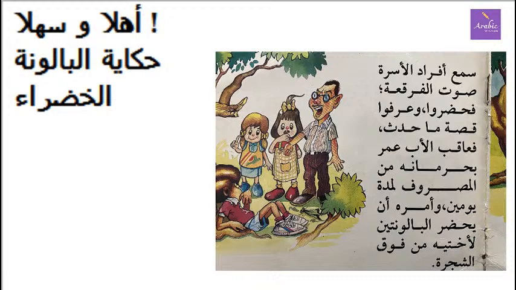فحضروا. They came. وعرفوا قصة ما حدث. And they knew the story of what happened. عرفوا, they knew. قصة, the story. I told you قصة or حكاية means a story. فعاقب الأب. عاقب is coming from يعاقب. عاقب يعاقب, it is to punish someone. So the punishment itself is called عقاب.